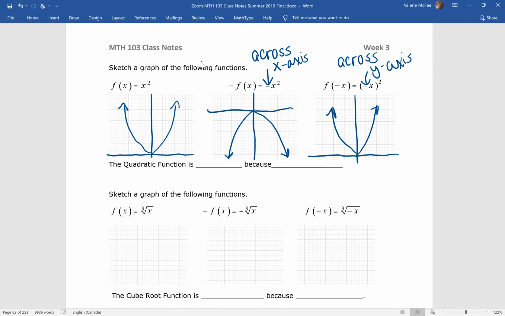And we notice that f of x gives us f of negative x. The quadratic function is an even function. That should make sense to you because, of course, when negative x in brackets is squared, it equals positive x squared.